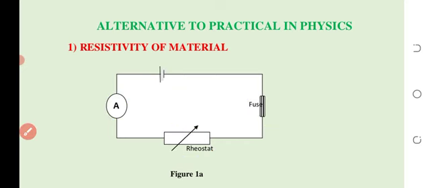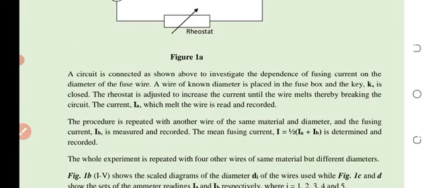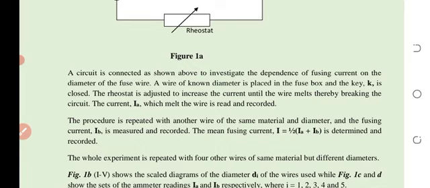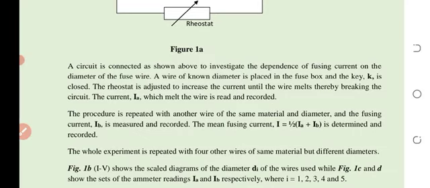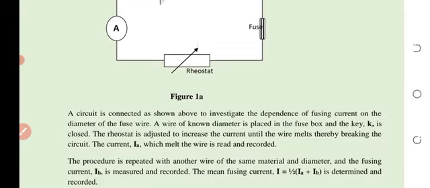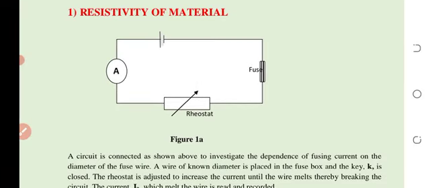Okay, now let's look at the information about this particular practical. In this one, we have a circuit connected, as shown above. In this circuit, we have to investigate the dependence of fusing current on the diameter of the wire of the fuse. As you can see, this is a fuse, and from normal description, a fuse has a wire, and a fuse is a sacrificial element that when the current is too high for the circuit, the wire will cut off so that the circuit will be protected.